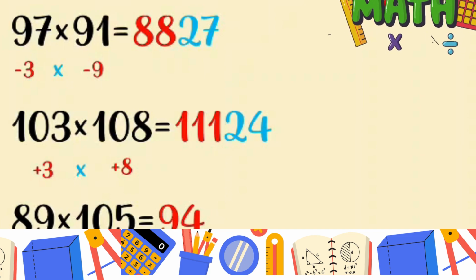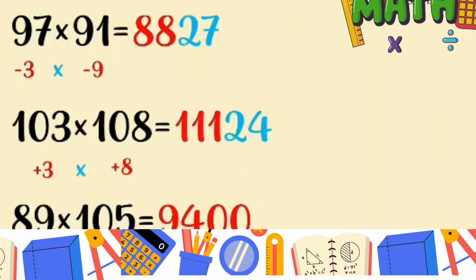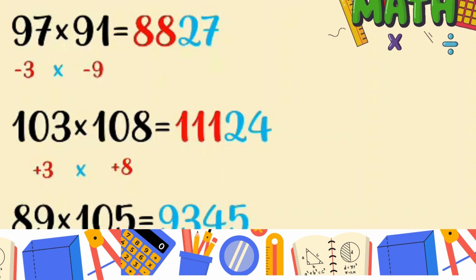And as you see, negative 11 multiplied by positive 5 will give us a negative 55. So instead of adding this to the end like we did before, we'll subtract it from our first part of the answer, like 9400 minus 55. So we will get our final answer, which is 9345.